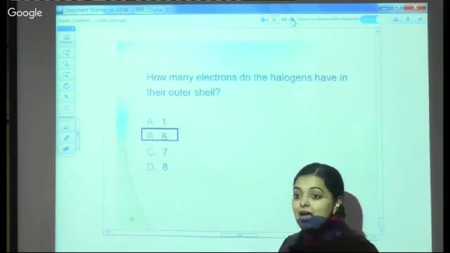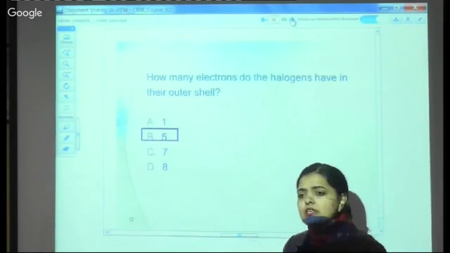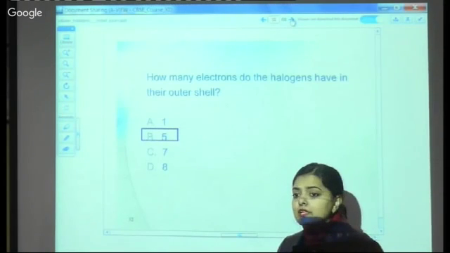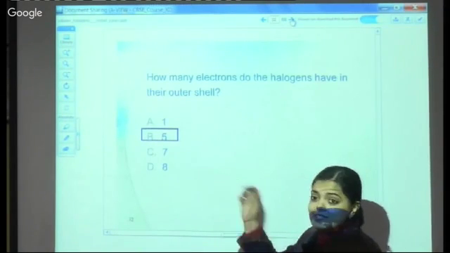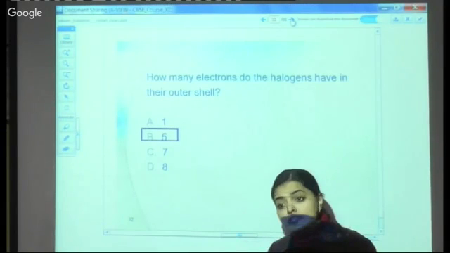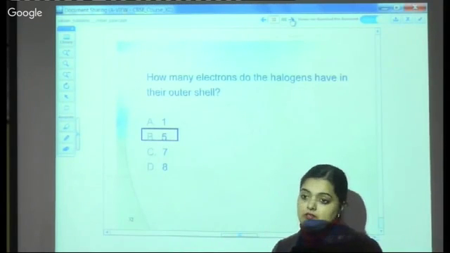P is a subshell, but they are asking about the outer shell, no? That's true, but subshell and shell are taken as the same. But it is not taken as the valency. If it had been asked as valency, then it would have been 7.